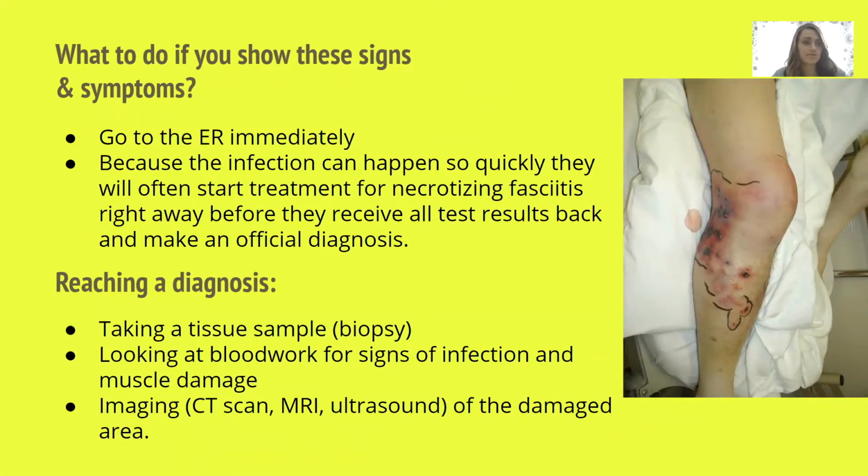So what to do if you do show these signs. The first thing is just go to the ER immediately. Because this infection can happen so quickly, they'll often start treatment before you actually receive an official diagnosis. That way they can get ahead of it. And then how they come to a diagnosis is that they're going to take a tissue sample and they'll do a biopsy. And they'll also do a blood workup and look for any signs of infection or muscle damage. And then they'll do imaging of the infected area.